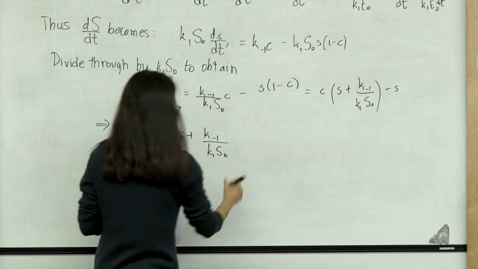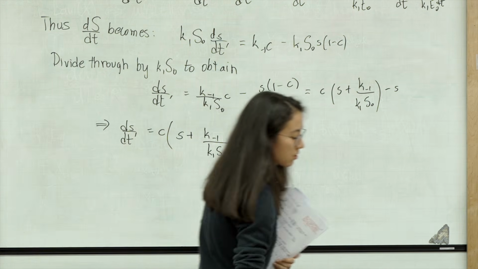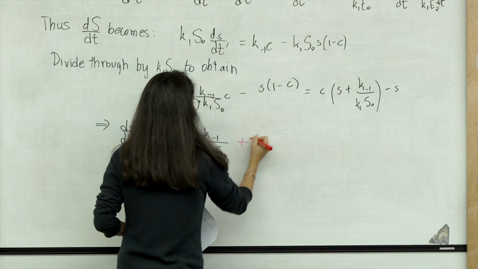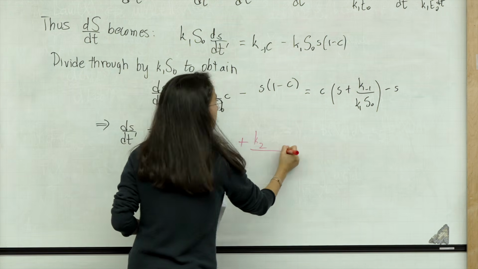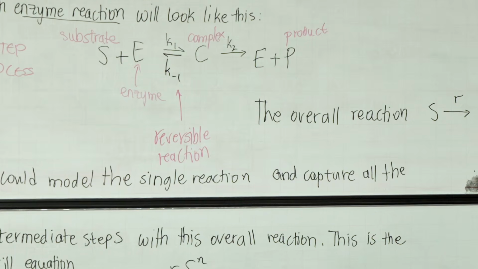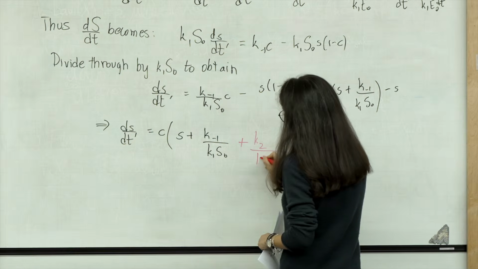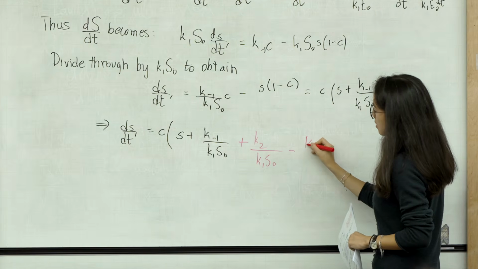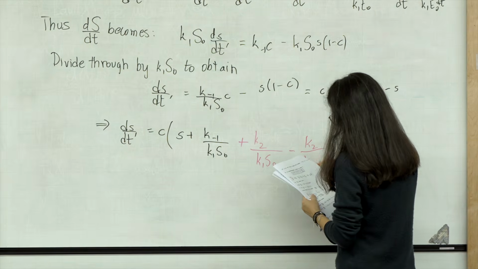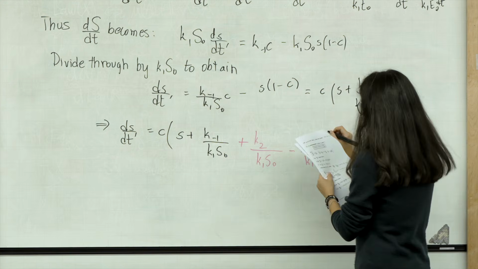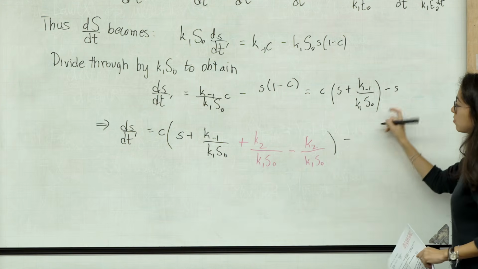K1 is 0, and then let me write it also with a different color. Basically, I will add K2 now. So K2, remember, is this. So I have K1 is 0. Since I added it and it wasn't there, I will subtract it. And then this is minus s again, which is this one.